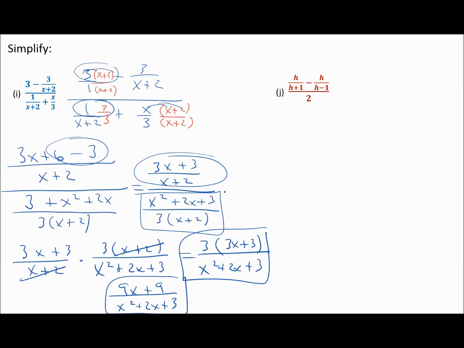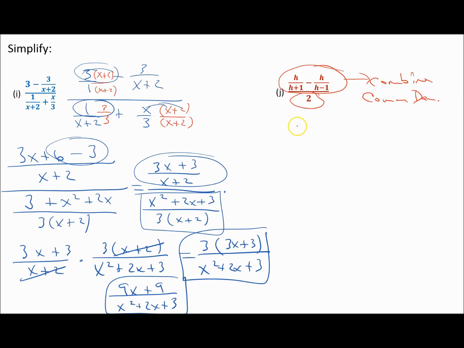Now for our very last problem, let's take a look at this. Notice in the big numerator, we have 2 separate fractions. And in the denominator, I just have a 2. My first thing is I have to combine these together, but I can't because I don't have a common denominator. So the very first step is going to be to find a common denominator. Well, the common denominator is going to be h plus 1 times h minus 1. There are no common factors there.